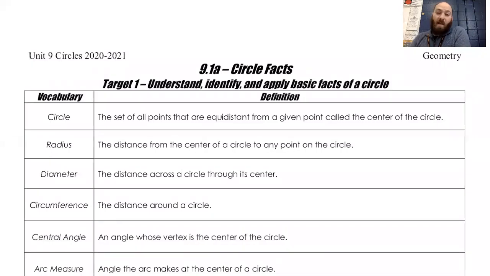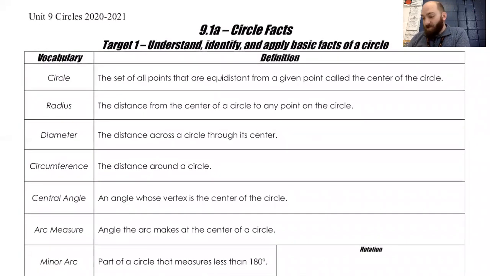Today we're going to start off with 9.1 day 1. We're going to start learning about the circles. There's lots to do with these. So we're going to take some basic facts today and look at some vocab. All right, so here's a lot of vocab to start.